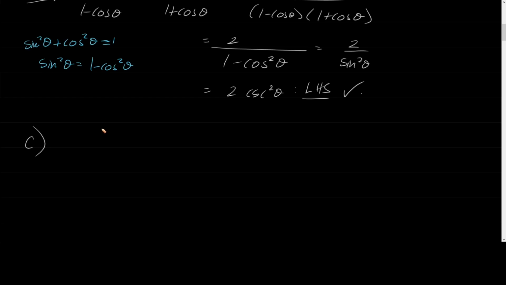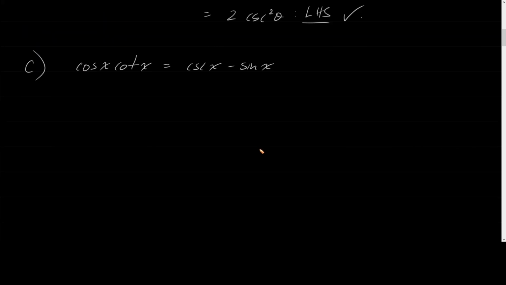Let's say that I had something like cosine x times cotangent x is equal to cosecant x minus sine x. All right. And again, the idea is that we want to start with the side that looks like it has more stuff going on. Now, as written, it doesn't seem like there's a side that has more stuff going on right away. But I will say that this has a lot of extra hidden stuff. How come? Because I can rewrite this side as 1 over sine x minus sine x.